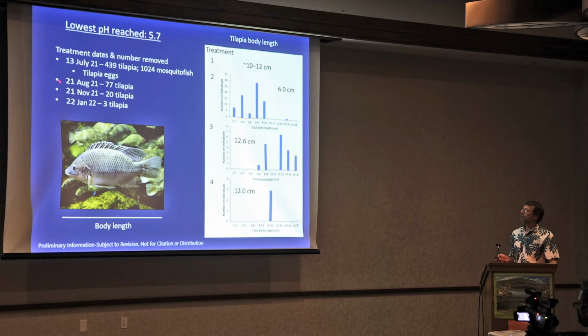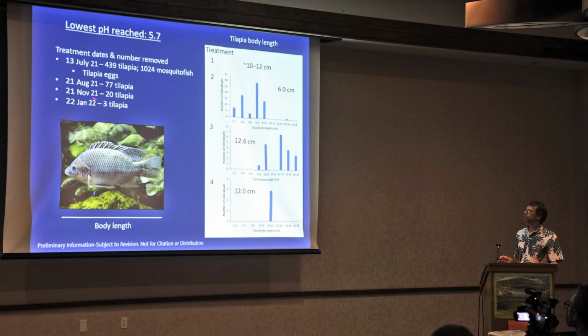And the second treatment, about 5 weeks later, we removed 77 tilapia, and there were a bunch of them that were kind of on the small end of the spectrum. And then on the 21st of November, about 3 months later, we removed 20 tilapia, and then another, about 2 months later, removed 3 more tilapia. And at that time, we were only getting large ones, and we were hopeful that those were the last 3 that were in that pool.